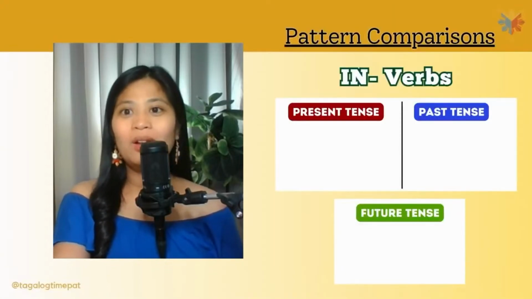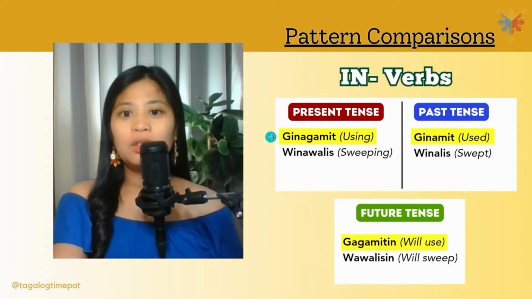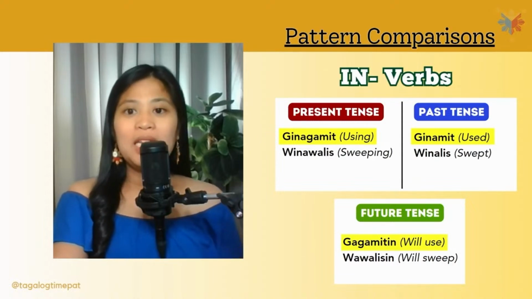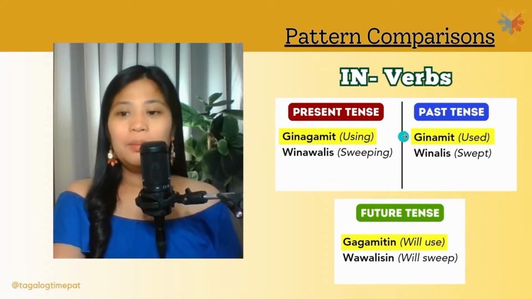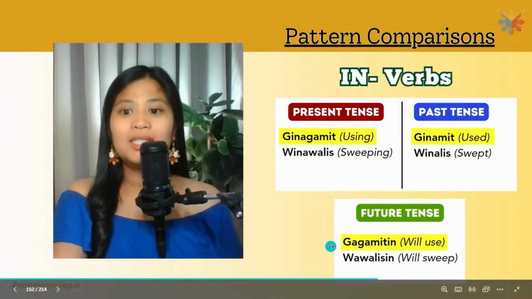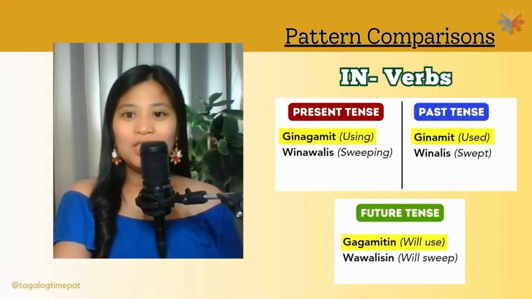Let's compare all of the conjugation patterns for in verbs. We'll just take a look at the ones highlighted in yellow. So gamit means to use. In the present tense, it's ginagamit, using. In the past tense, it's ginamit, used. And then the future tense, gagamitin, will use. So very interesting there.